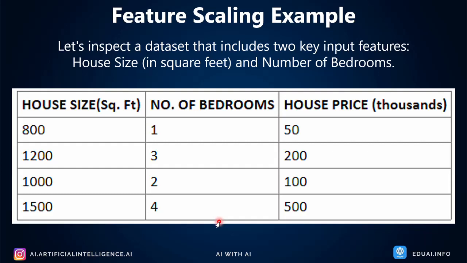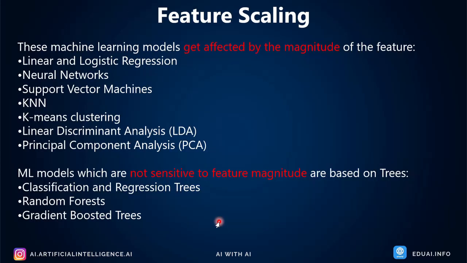But the question is, do all machine learning models get affected because of unscaled data? Let me show you that. So generally speaking, the machine learning models where distance is measured and distance is the major criteria to calculate the accuracy of the machine learning model, then feature scaling is really important. Like linear regression, logistic regression, where distance is measured between data points and the line drawn, right? Similarly, even in neural networks, in support vector machines, in KNN, in K-means clustering, linear discriminant analysis, or PCA, which is principal component analysis. In all these algorithms, we calculate distances.